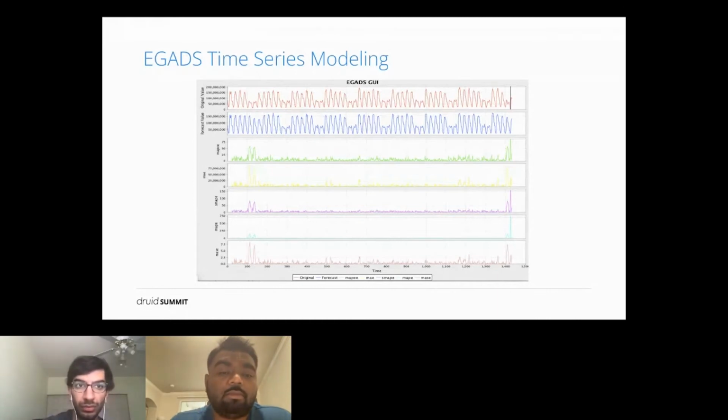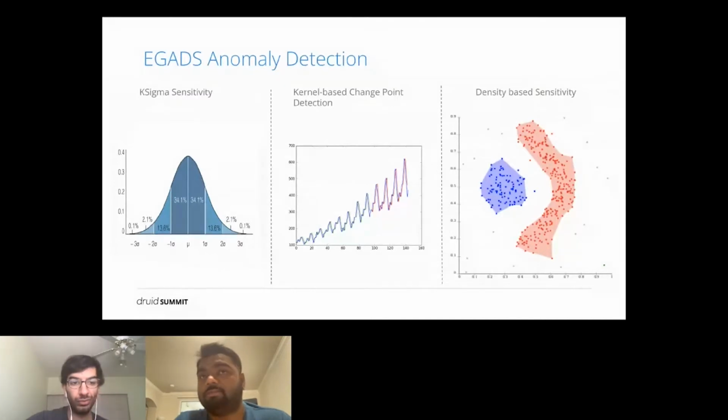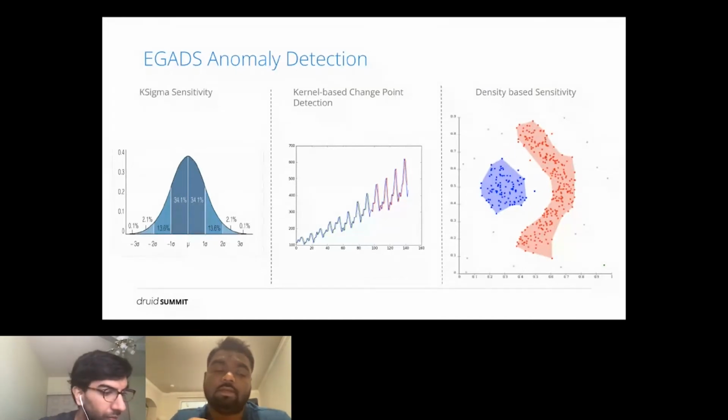Let's look at the anomaly detection module. The anomaly detection module has three different types of algorithms. So there are three different types of anomalies it can capture. One is a point anomaly, one is a change point detection anomaly, and the other is an anomalous time series. With the use of the K sigma sensitivity model, it models the whole time series as a Gaussian curve, and it spits out a point anomaly if there is any.